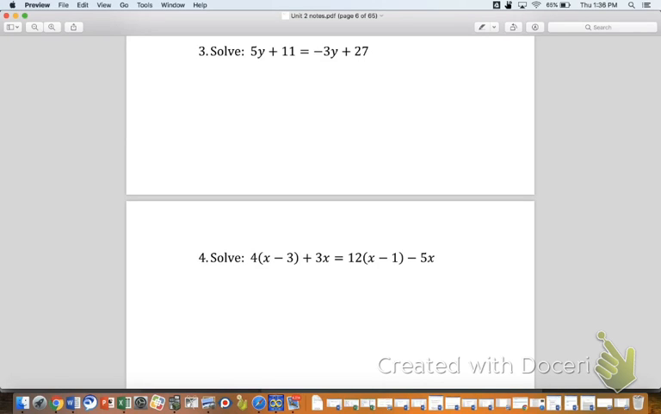What do you think is unique about number 3 as compared to the other ones we've done so far? What do you see, Joe? It's got a variable on both sides.